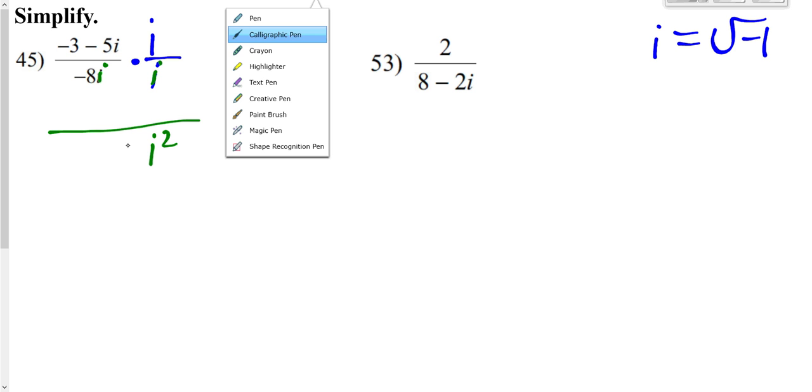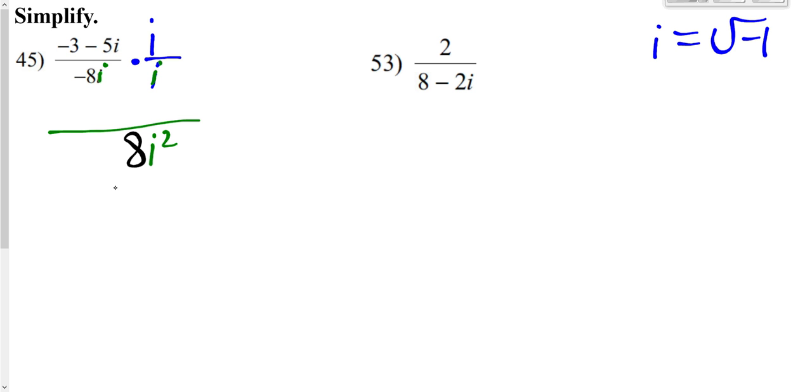Well, I'd still also have that 8 there. And then all I have to do on top is distribute this i into both. Well, negative 3 times i, and then negative 5i times the other i would be a minus 5i squared.